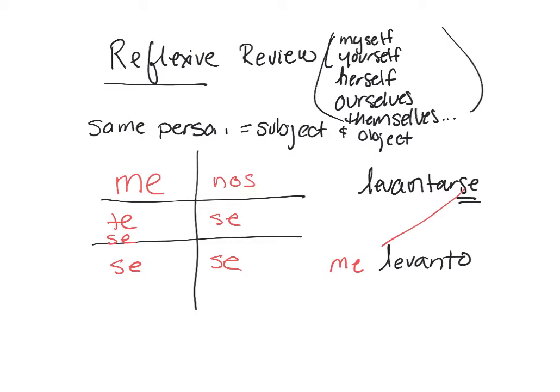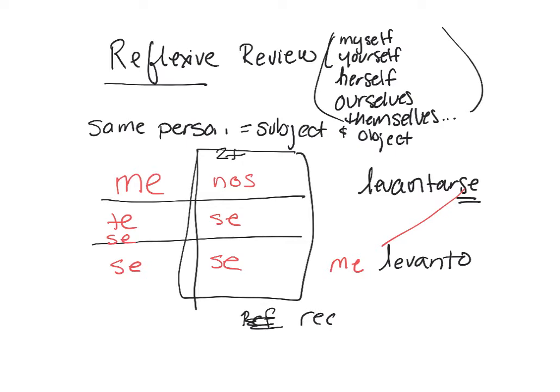Now remember that I told you that the reciprocal had to have two people, right? That it was a mutual corresponding action. So I'm doing something, you're doing something also. So that means if we have two people, remember this column over on the right-hand side is the plural column. So that means that whenever you have a reciprocal action, not a reflexive action, but a reciprocal action, it has to be plural.